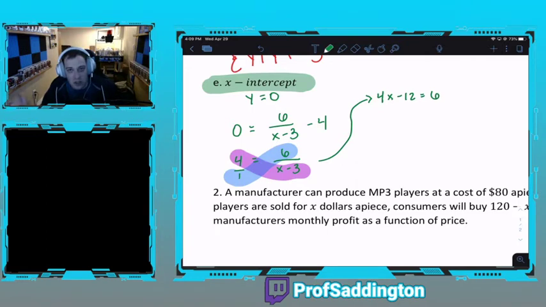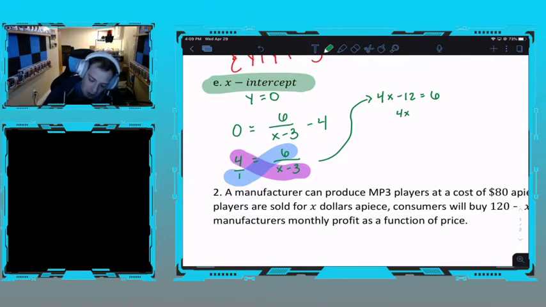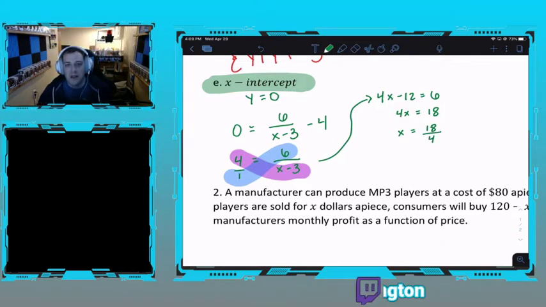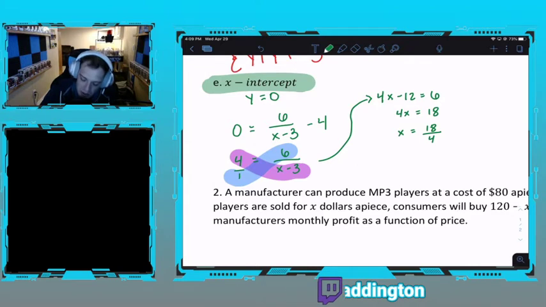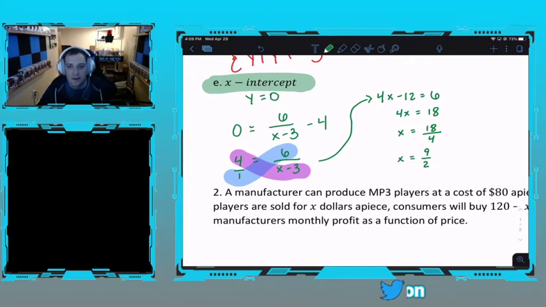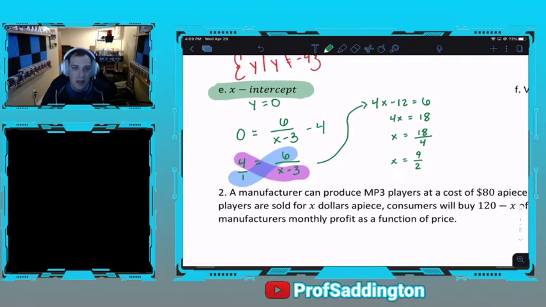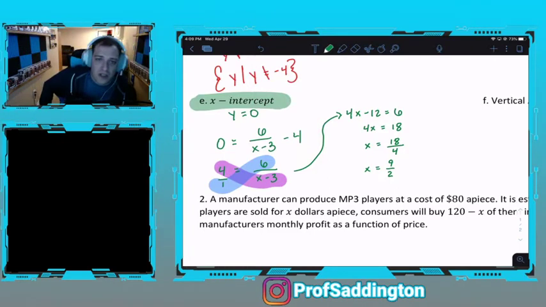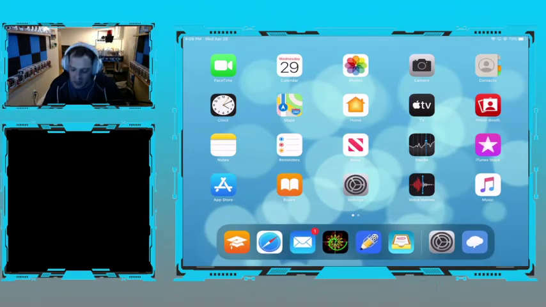And now the rest of this is just going to be a regular linear function. Get x all by itself. So I can add 12 to the other side. I'm going to have 4x is equal to 18. And then I could divide both sides by 4. And you can't do 18 divided by 4 nicely, so you could leave it as 18 over 4, or you can reduce it and say that's going to be 9 over 2. Okay. So that's just the x-intercept. That's telling us where it's going to cross the x-axis.